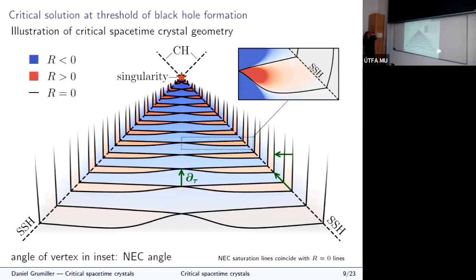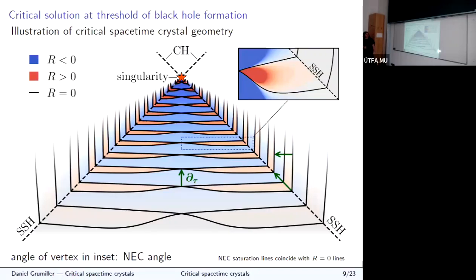So here's how this critical solution looks schematically. Here's the naked singularity. Lines at 45 degrees are null lines. This patch between these null lines is the patch, and in this patch, this Killing vector d/dτ is timelike. On the SSH it's null, and in these outside regions it's spacelike.